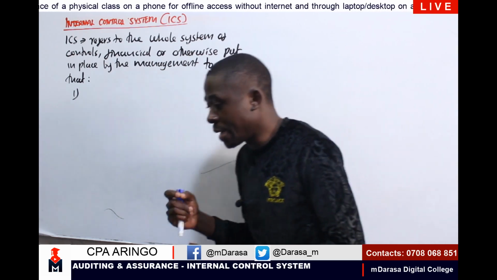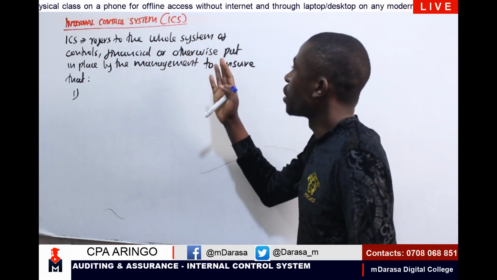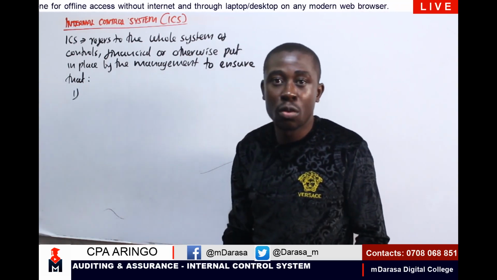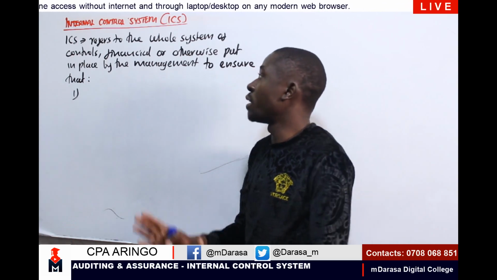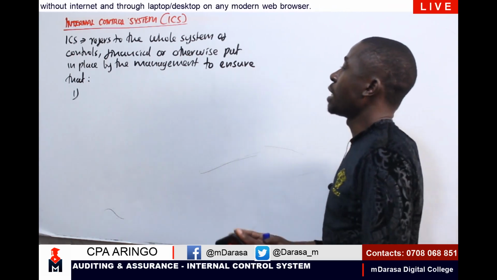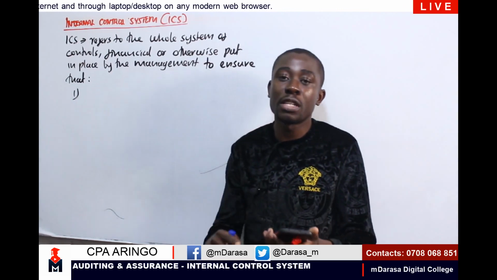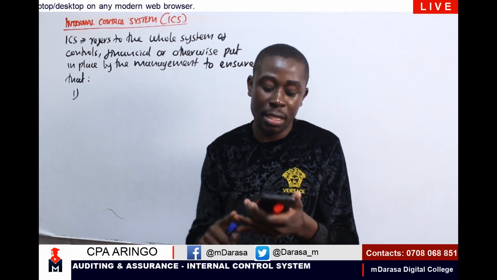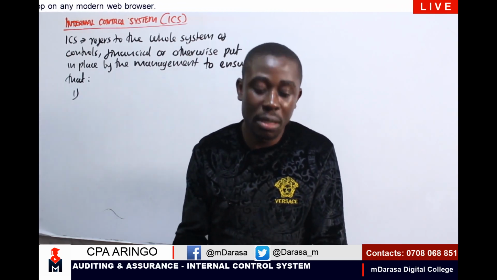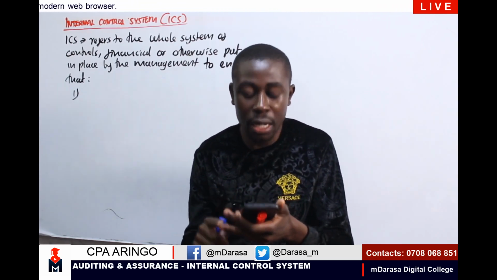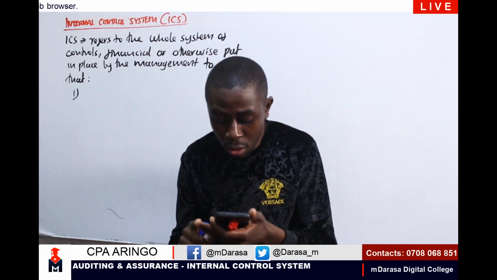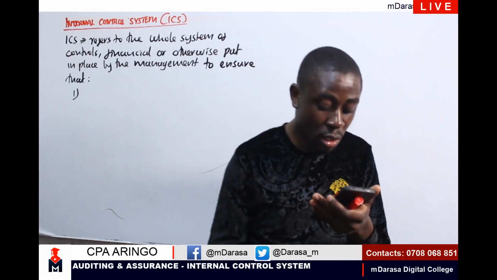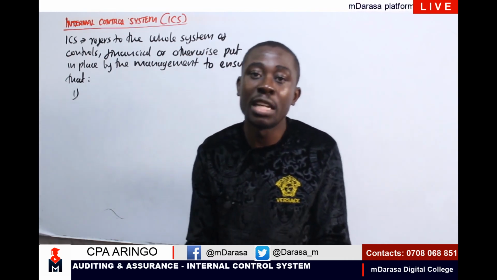And that's why the lecturer is clearly saying here that this refers to the whole system of controls, financial or otherwise. So whenever you're talking of otherwise, basically you're talking of financial or otherwise, put in place by the management to ensure that, first of all, we've protected our assets, the organization's assets. We make sure that business is conducted in an orderly and efficient manner, to secure as far as possible completeness and accuracy of financial information, which is very vital. Also to make sure that there is adherence to the management policies.